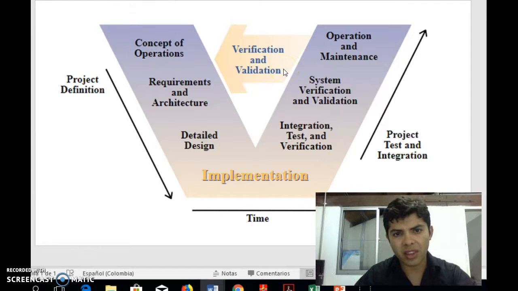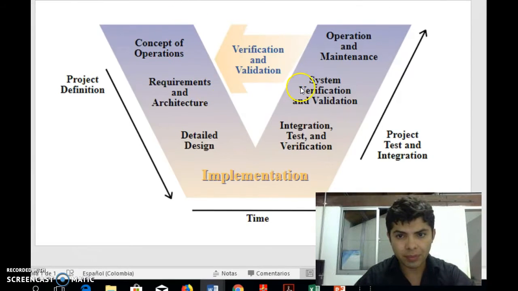The parts of the middle of the V: the specification stream, the left part, is concept and project definition. The left part is the concept of operation, requirements, and architecture, and detailed design. This part consists mainly of the concept of operation and the plan for construction of the software. It covers what the system should do and its broad structure, system requirements, and architecture, followed by detailed design.